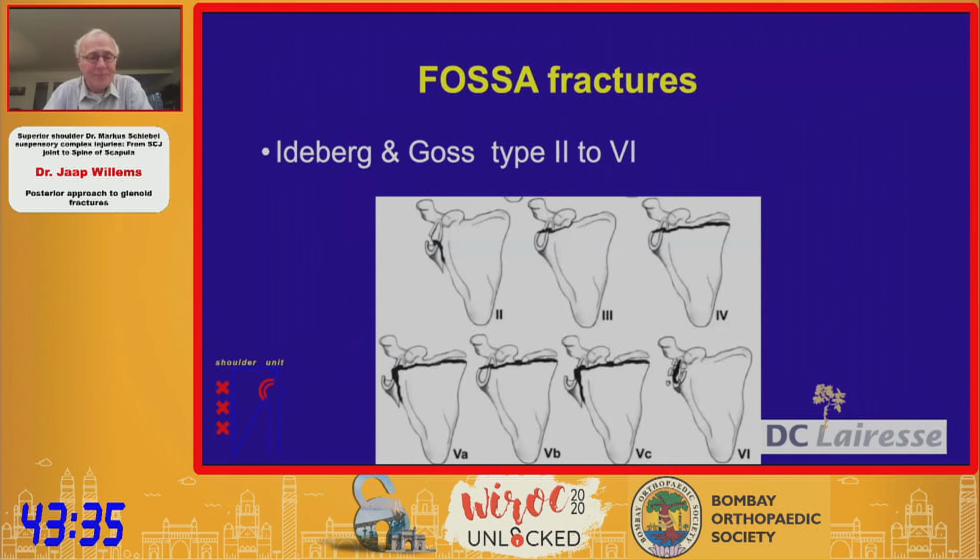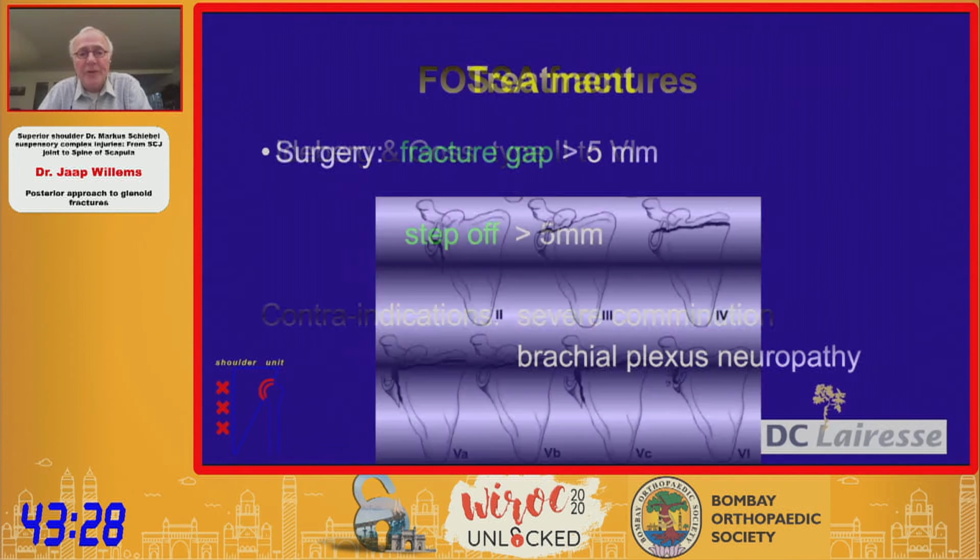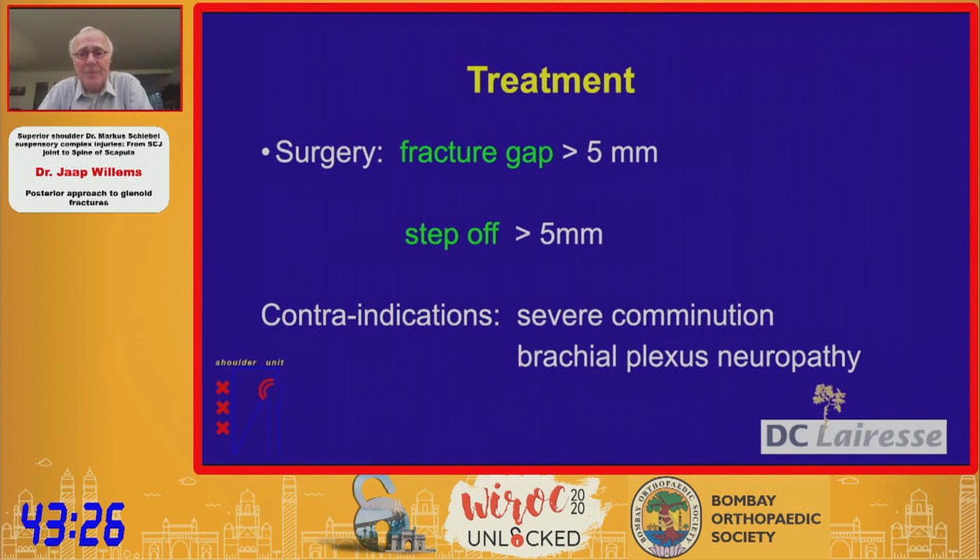Well, the fossa fractures type 2 to type 6 are not so very frequent. My treatment algorithm is that if the fracture gap is larger than 5 millimeters, or if the step-off is larger than 5 millimeters, I operate. The contraindications are severe comminution or when neurology is involved.